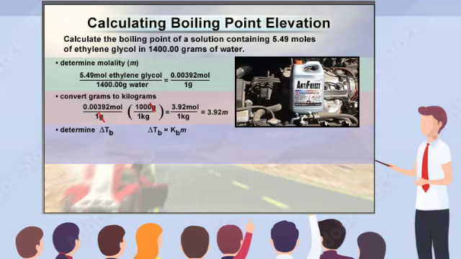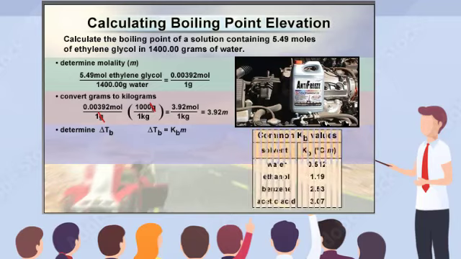Now you're ready to insert the known values into the boiling point elevation equation. According to the chart, the Kb value for water is 0.512 degrees Celsius per molal concentration. Multiplying 0.512 degrees Celsius per molal by 3.92 molal equals 2.01 degrees Celsius, which is the temperature difference between the boiling point of pure water and a 3.92 molal solution of ethylene glycol.